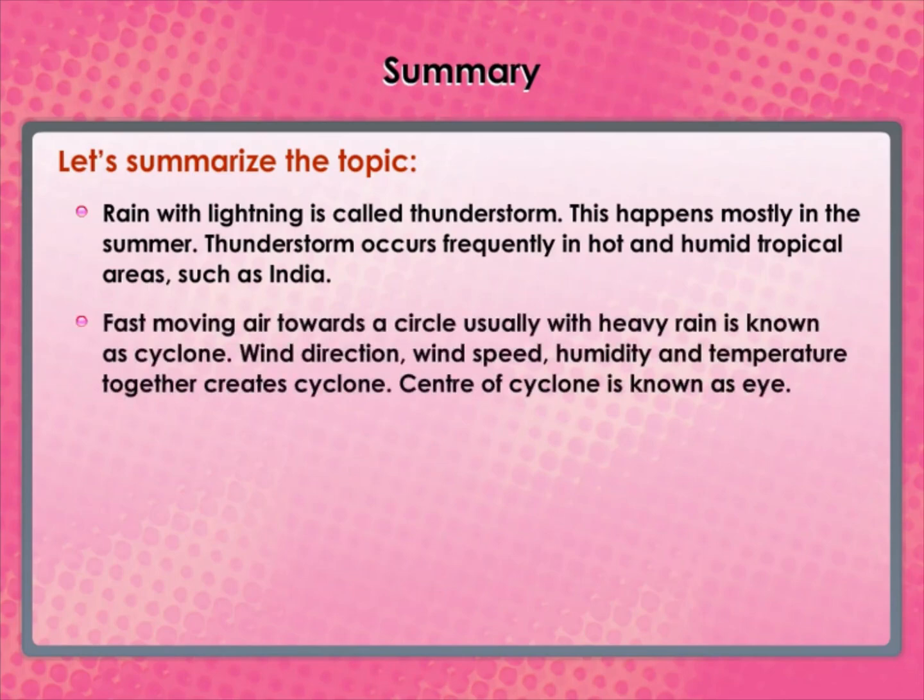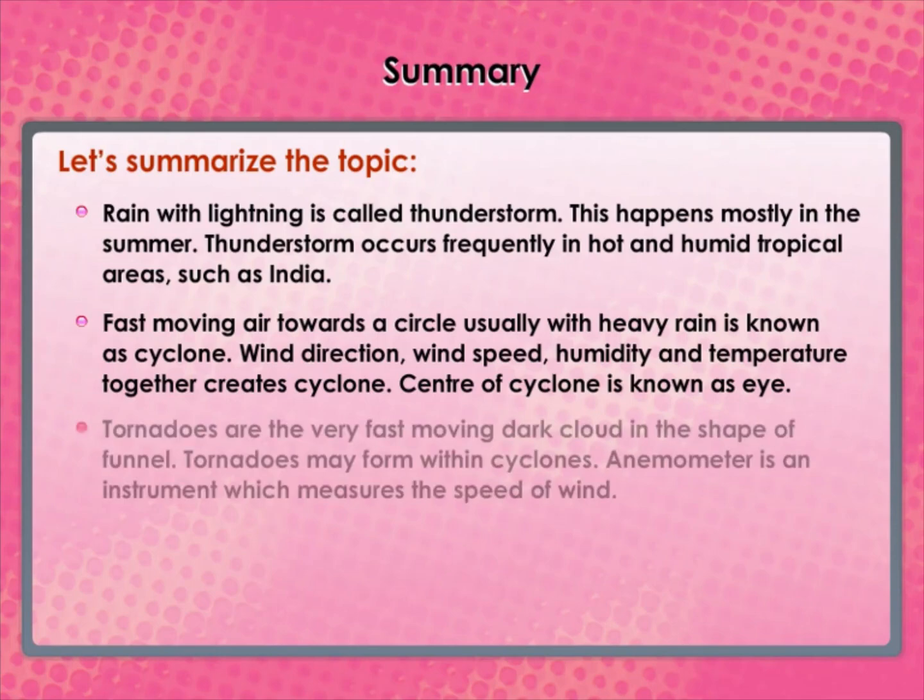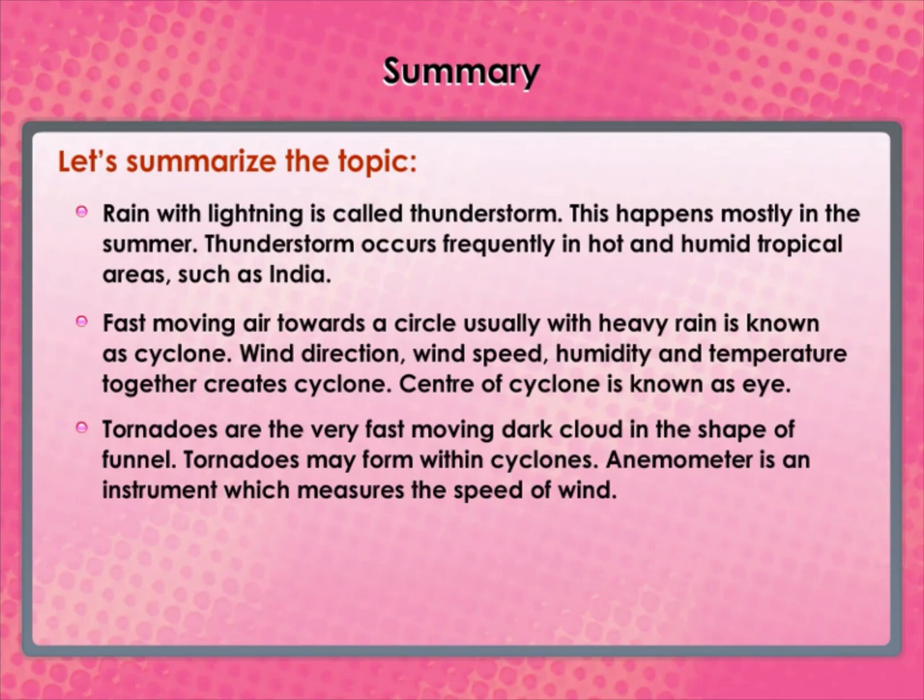Fast-moving air towards a circle, usually with heavy rain, is known as cyclone. Wind direction, wind speed, humidity and temperature together create cyclone. Center of cyclone is known as eye. Tornadoes are fast-moving dark clouds in the shape of a funnel. Tornadoes may form within cyclones. Anemometer is an instrument which measures the speed of wind.